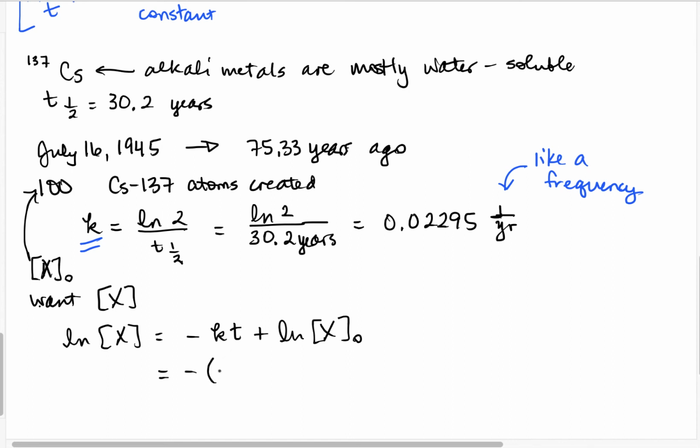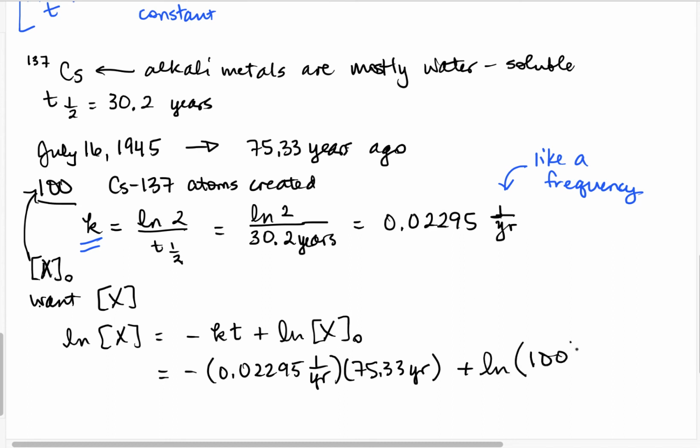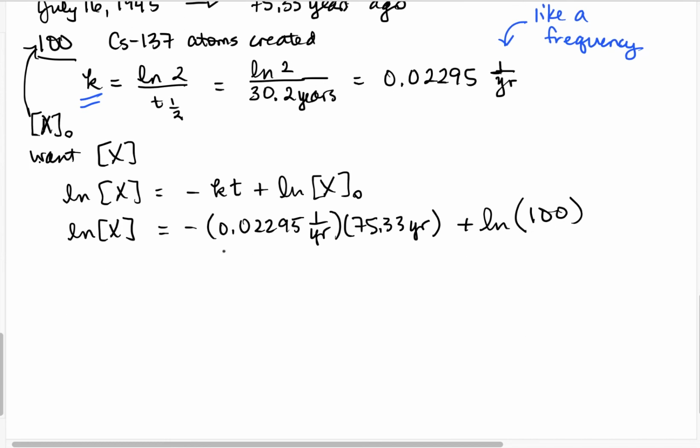So our k is 0.02295, 1 over years. And the time we said was about 75 1/3 years. And then we have plus natural log, and we said our initial concentration was just going to be 100. So go ahead and pause the video for a moment and solve this and see what you get. When I did this, I got 2.876. Actually, I had to do it a couple of times. For some reason, my calculator didn't want to keep the negative sign when I typed it in.